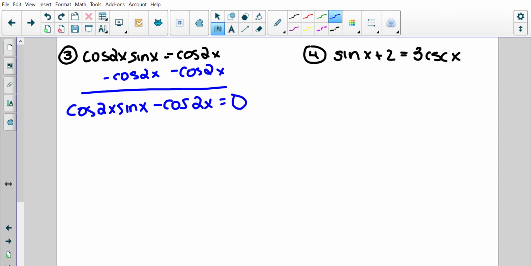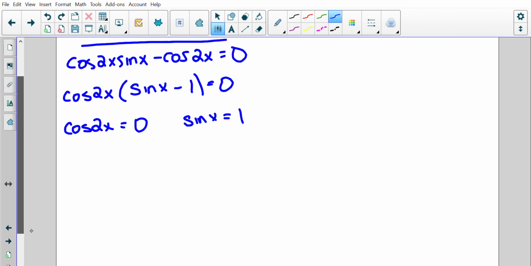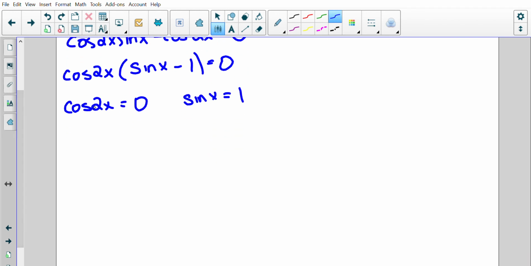And now the cosine 2x's become a GCF. I'm going to factor it out. I'm left with sine x minus 1 equals 0. So you've got 2 separate equations, cosine 2x equals 0 and sine x equals 1. Okay, and this cosine 2x, again, this is an example where we might want to let a equal 2x. So you get cosine a equals 0.